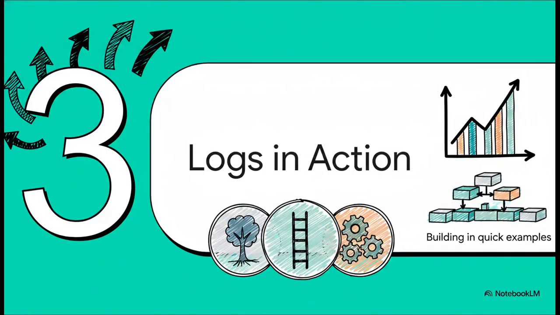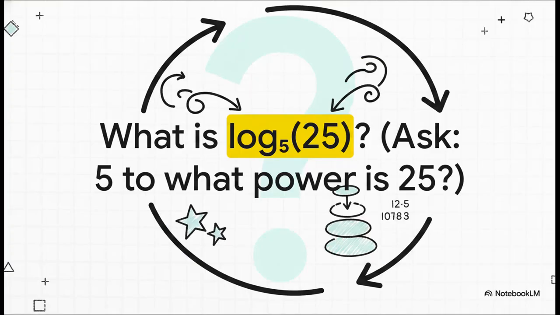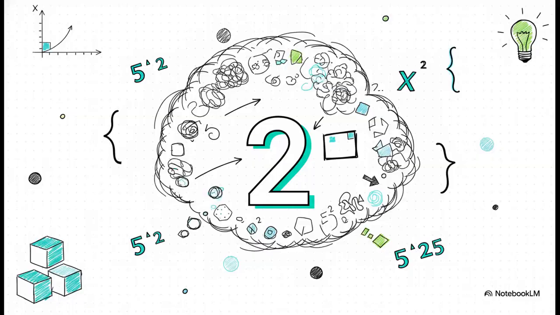All right, theory is great and all, but the best way to really get the hang of logarithms is to just do it. Let's see them in action. We're going to run through a few quick-fire examples. First up, what's log base 5 of 25? Don't overthink it, just ask yourself that simple question. 5 to what power gets me 25? Yep, it's 2, because 5 squared is 25. See? Not so scary after all, right?